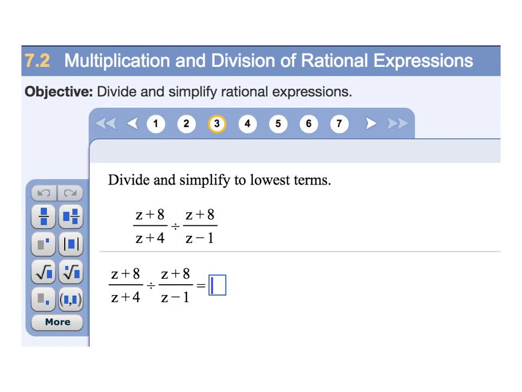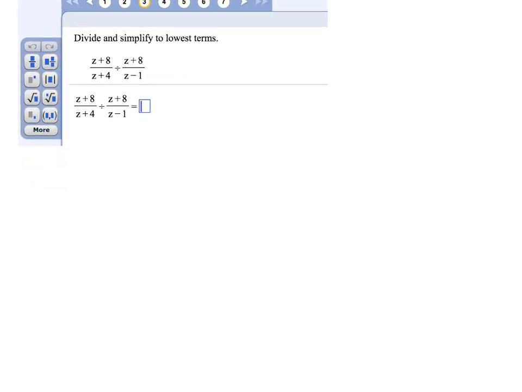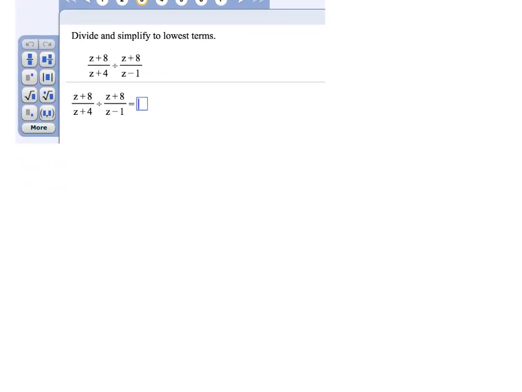All right, more of the same. We're going to divide and simplify. And so we are going to start by copying the problem: z plus 8 over z plus 4 divided by z plus 8 over z minus 1. And so what's the rules for division?